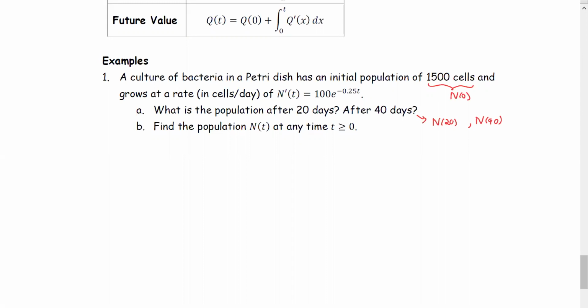Part B, find the population N of t at any time t greater than or equal to 0. Let's get started with part B, and then we use t equals 20 and 40 to find the answers for part A. So N of t, or the future value of N, is N of 0 plus the integral from 0 to t of N prime of x with respect to x, or 1,500 plus the integral from 0 to t of 100 times e to the negative 0.25x with respect to x.